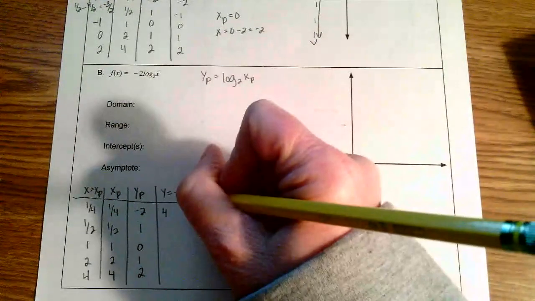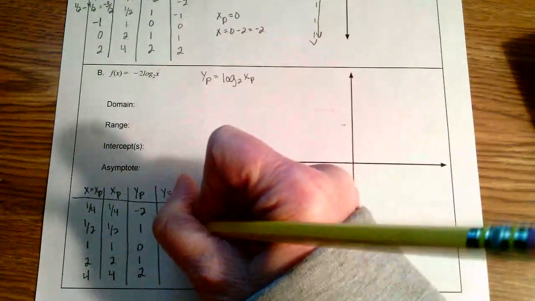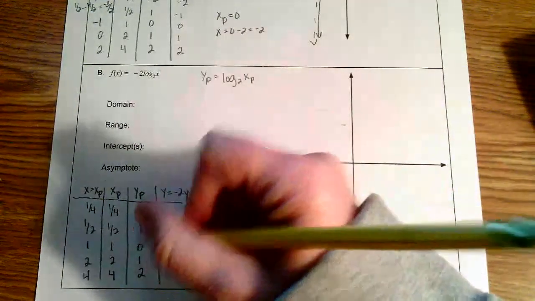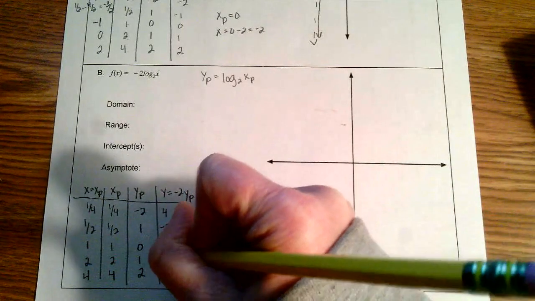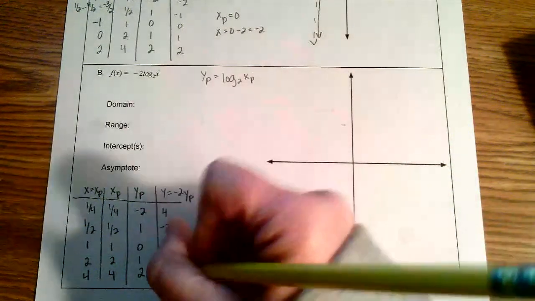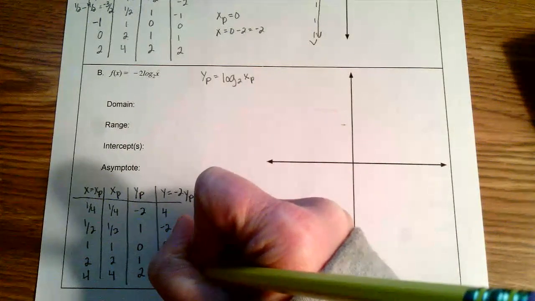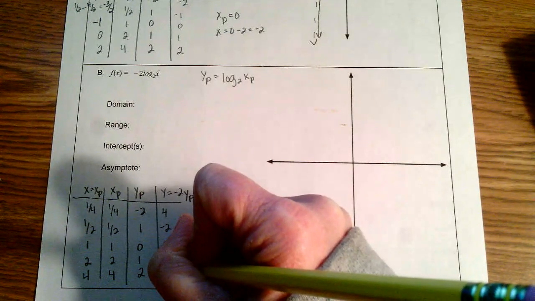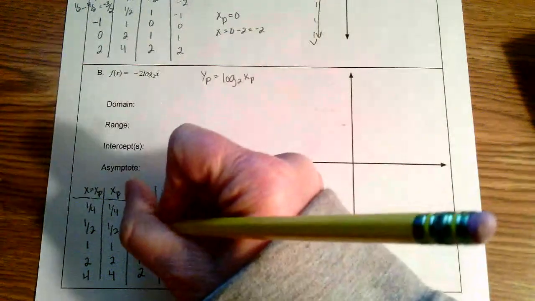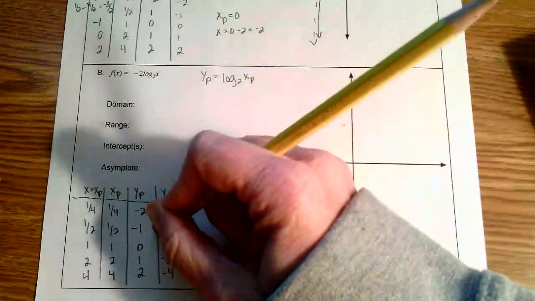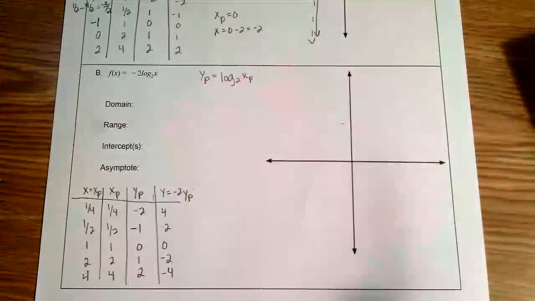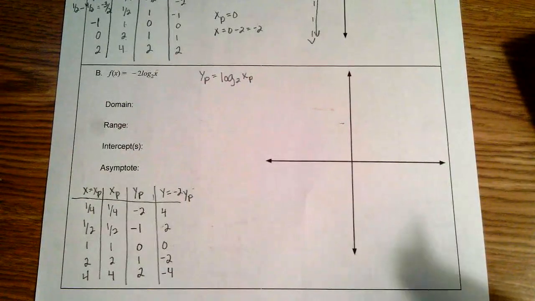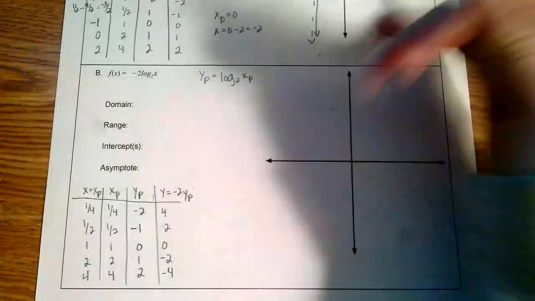So -2 times -2 is 4, -2 times -1 is 2, 0 times -2 is 0, -2 times 1 is -2, and -2 times 2 is -4. And again, I'm sorry, I missed this negative, so this one should be positive. I apologize about that. Okay, so now we're just going to graph these.